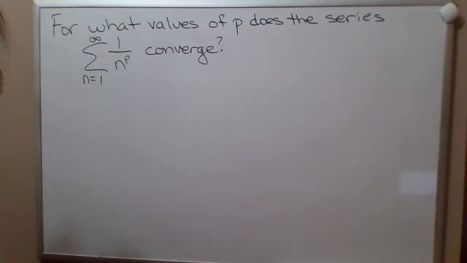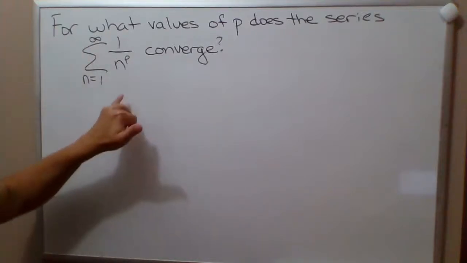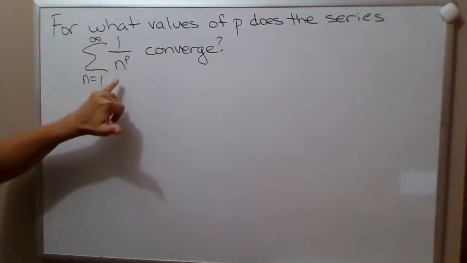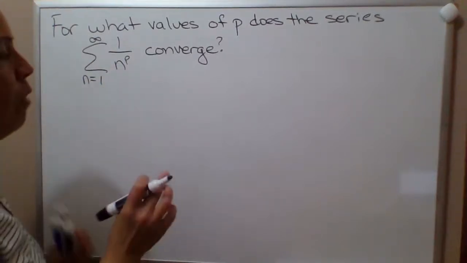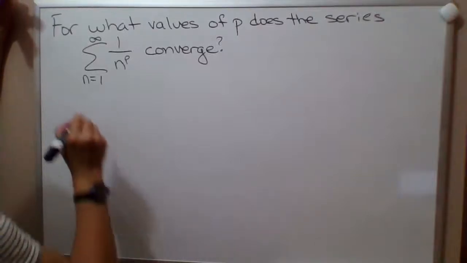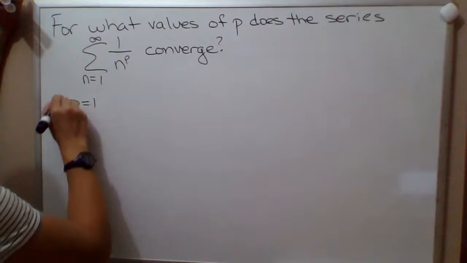So now I want to look at the P-Series Theorem. And so I'm going to prove it by answering this question. For what values of P does the series 1 over n to the P converge? Now, let me first point out that we've actually already looked at the case that P equals 1.